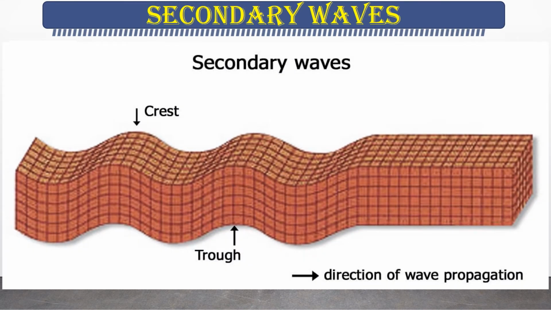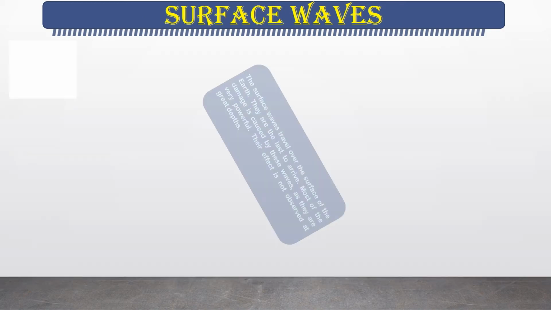Now, secondary waves, look at the diagram. Here you can see that there is a fluctuation in the movement of these secondary waves. The upper part of it is called the crest, and the lower part of this secondary wave is called the trough. This is the direction of wave propagation, right hand side.